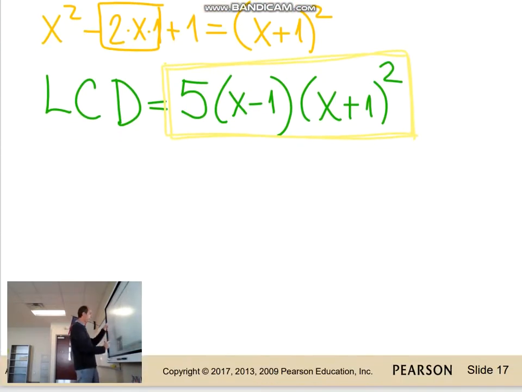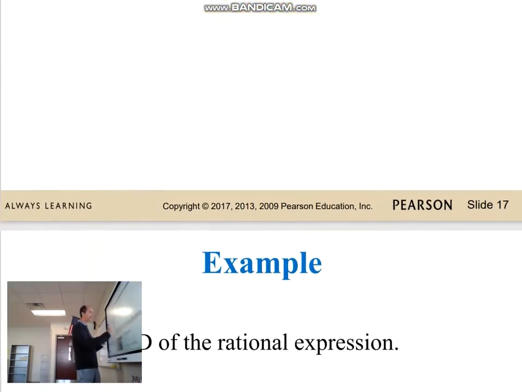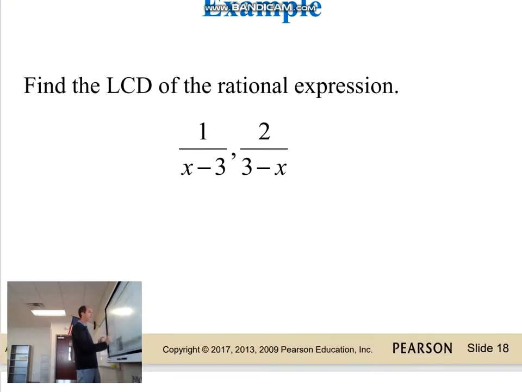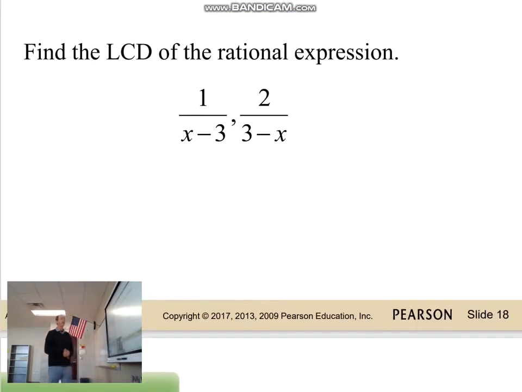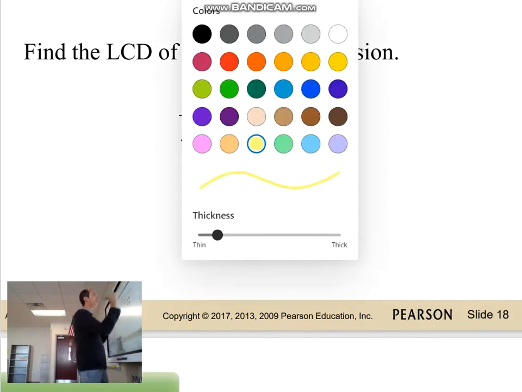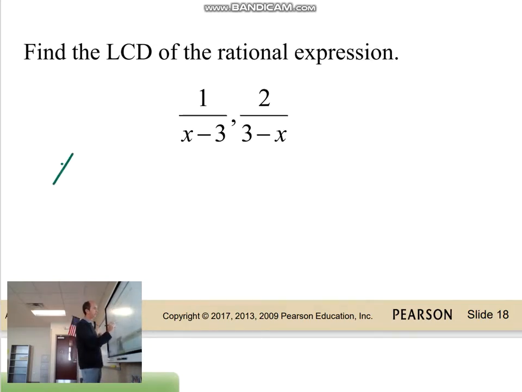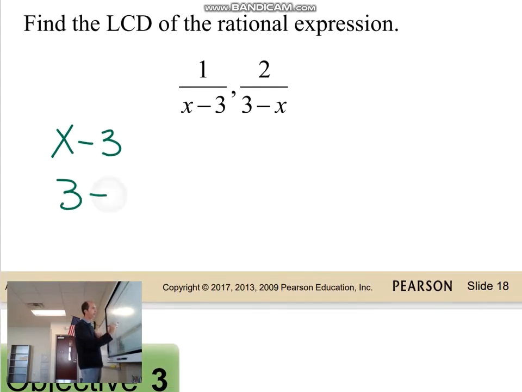Another example. Let's work on another example, and this is a very interesting one. It's simple. 1 over x minus 3 and 2 over 3 minus x. At first sight, you're going to see this and say, this looks confusing. I don't know yet, but think about each one of the denominators. Okay, so x minus 3 and 3 minus x.